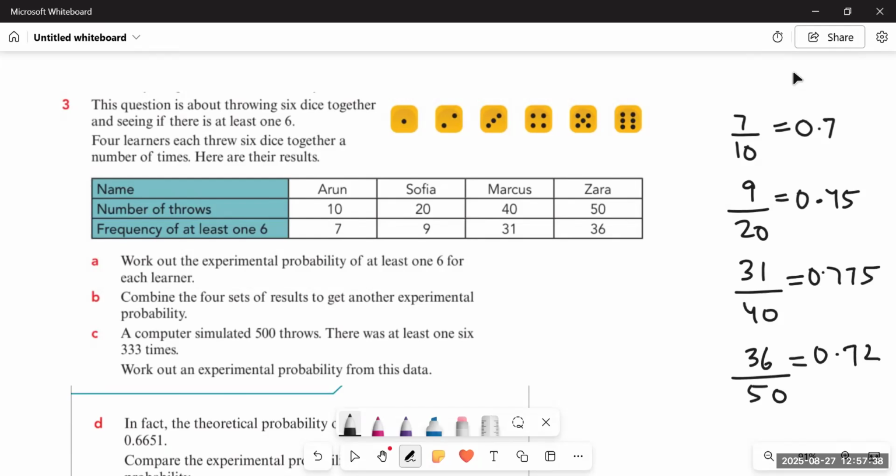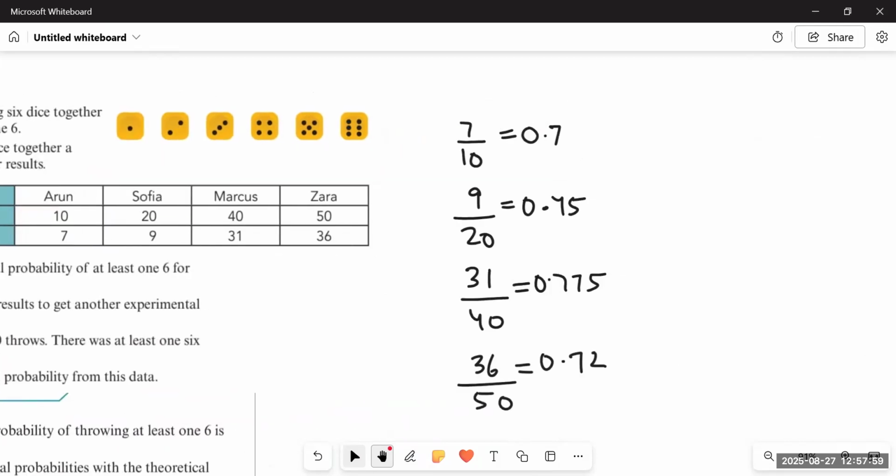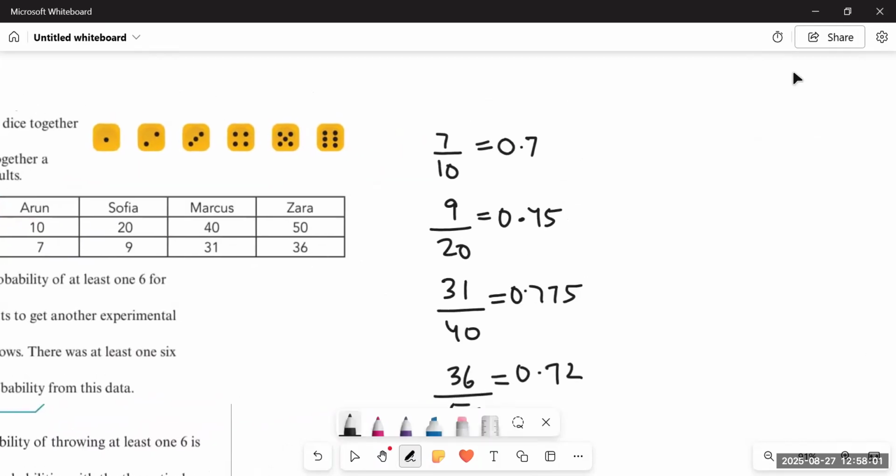What we did was simply take the frequencies and put them in the numerator, and the total number of throws, the total number of experiments, in the denominator. Now we have to combine the 4 sets of results to get another experimental probability. What we have to do is sum up all the frequencies, that is, how many times we got at least one 6 while throwing the 6 dice together. So we will add 7, 9, 31 and 36.